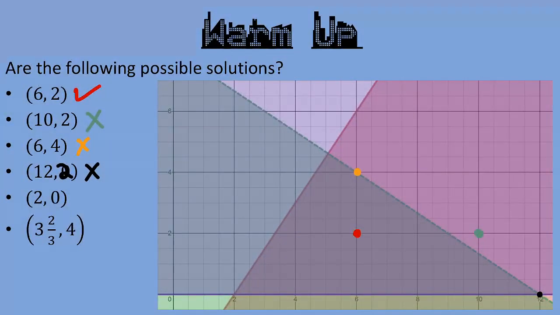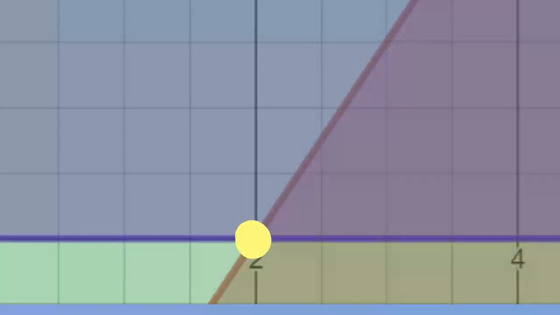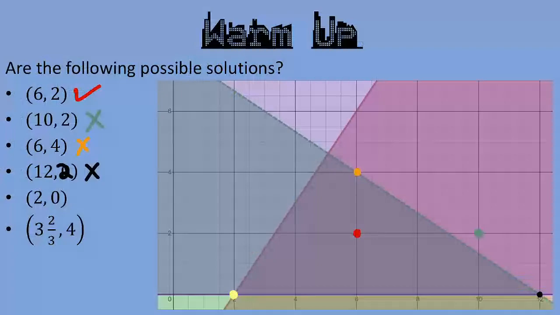All right. (2, 0). So that's right there. Let's zoom in there. Solution or not a solution? It's the intersection of two solid lines. Alina, you're right. Solution. That is a solution.